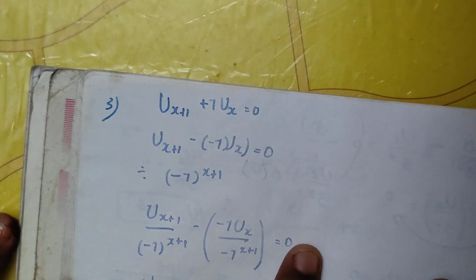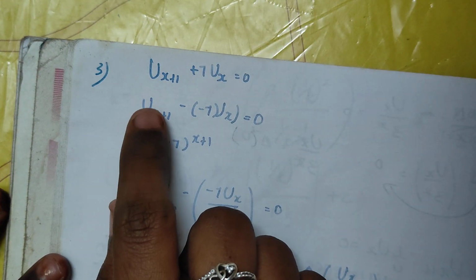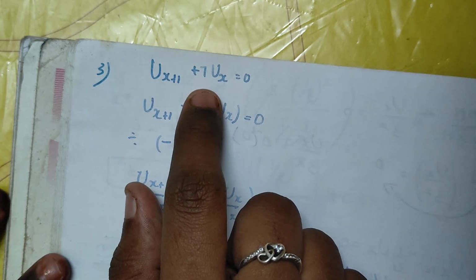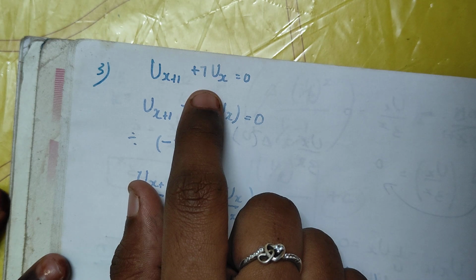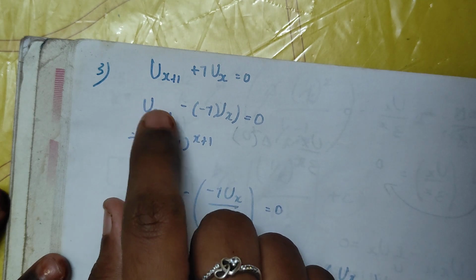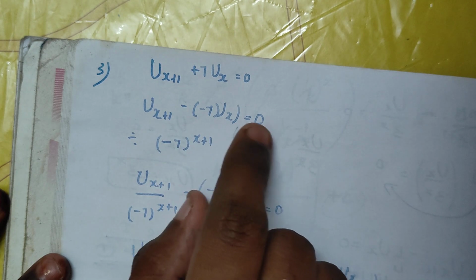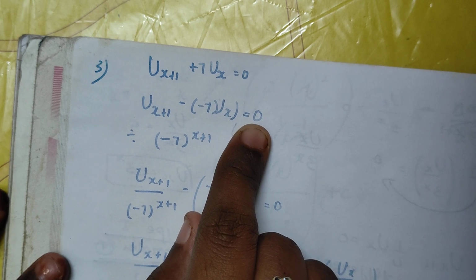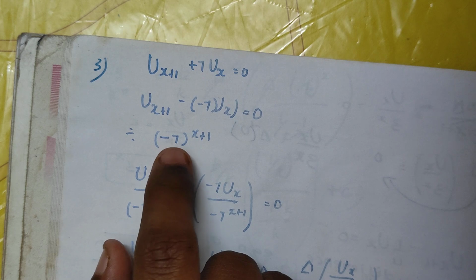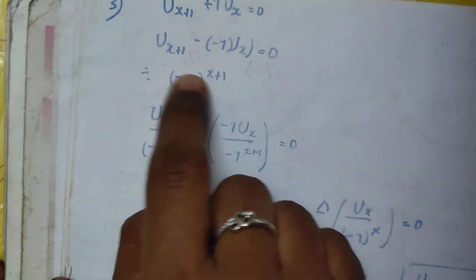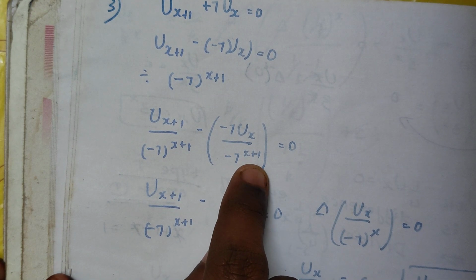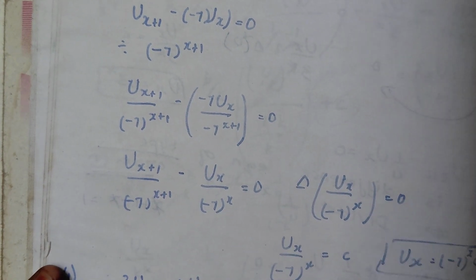Then we are going to see another problem which is of first type: u(x+1) plus 7 into u(x) equals 0. What I have to get is that this constant should be negative. So this plus will become minus of minus: u(x+1) minus of minus 7 u(x) equals 0 will come. Here the constant is minus 7, right? So divide everything by (minus 7) power x plus 1.